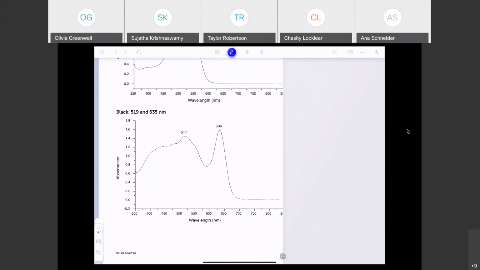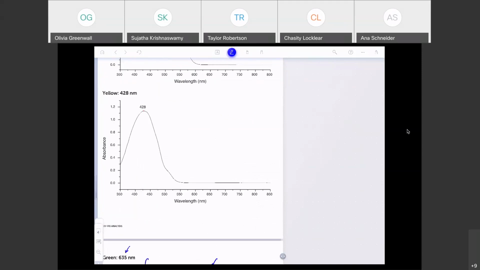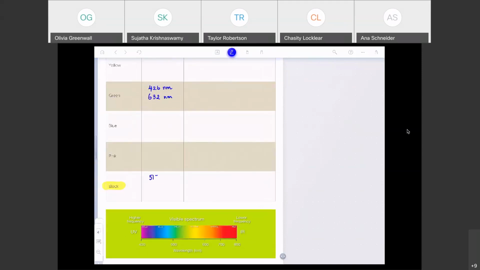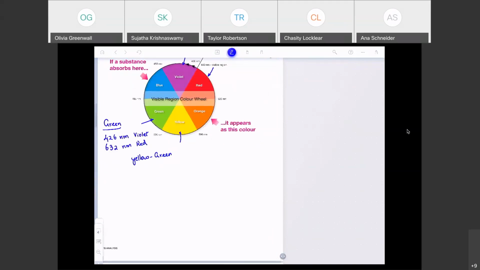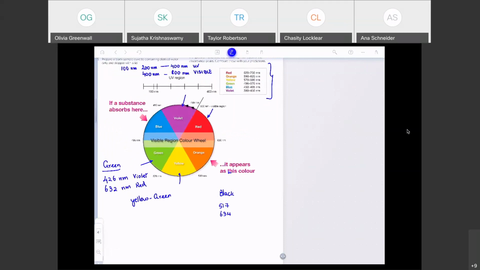When we get to black, it's 519 and 635. So we see 517 and 634. So go ahead and find the colors here. For 517, it'll be green. And then for 634, it is red. Just erasing these because I'm recording it. You should be able to see all of this again. So it's absorbing green, it's absorbing red, it's absorbing the complementary colors, and that's why it comes out as black.